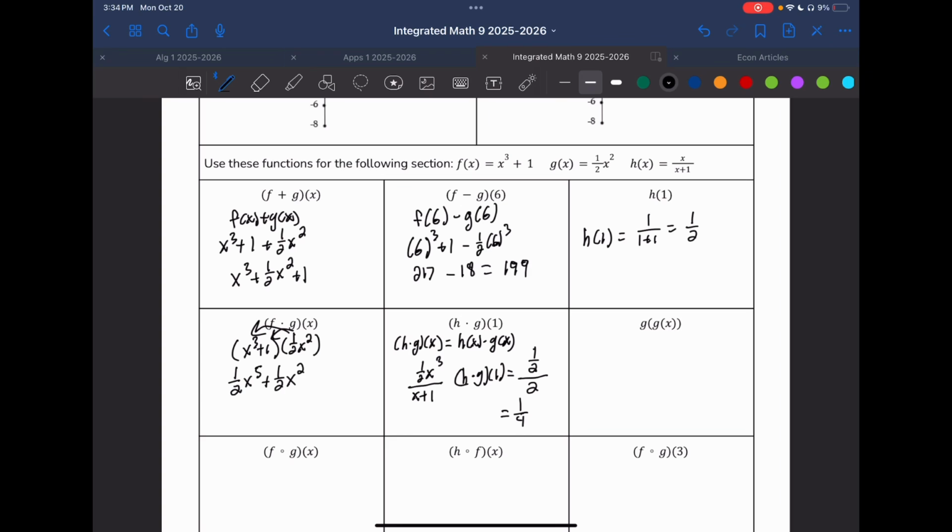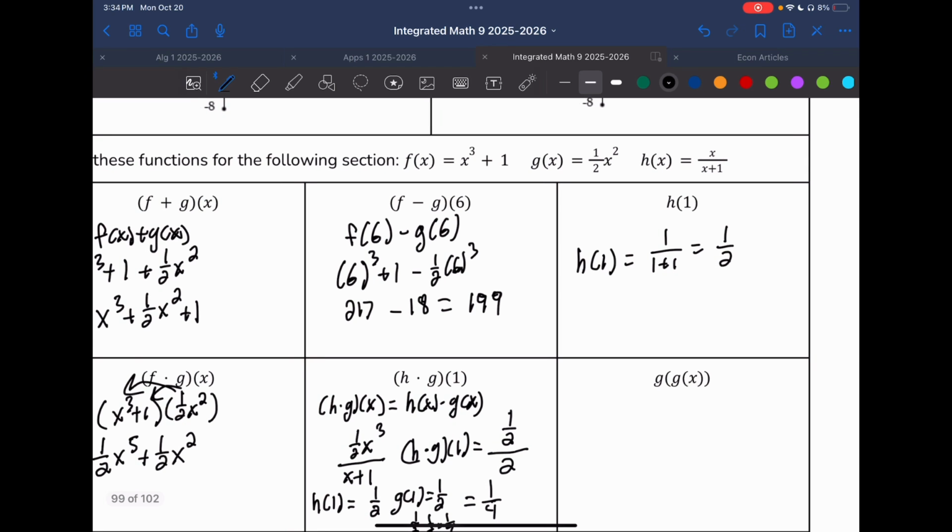You could also do that separately. So you could also find h of 1, and h of 1 is going to be 1 over 2. G of 1 is also going to be 1 over 2, and then multiply those results. 1 over 2 times 1 over 2 is still 1 over 4. So you can either find the multiplied function, h times g of x, and then plug in 1, or you can plug in 1 to h of x and g of x, and then find the products.